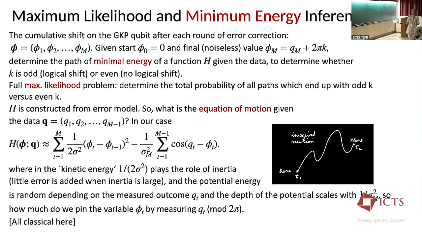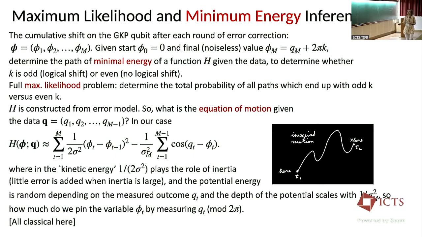So basically this term plays the role of inertia in this model, and this plays the role of a random potential. And also the depth of the potential scales with this sigma m, which is also very intuitive. If sigma m is very small, it means the standard deviation is very small, which means the measurement is very accurate. It pins the value of this cumulative shift by measuring qt. Basically, you learn about this value by measuring qt.